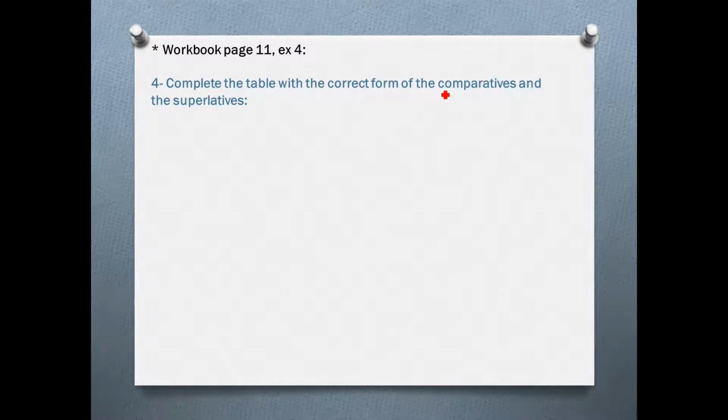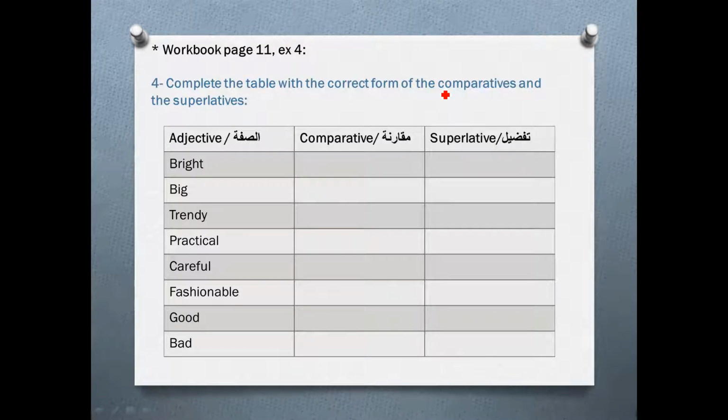Now previously we talked about the adjectives and how can we change them to comparative and superlative. أخذنا سابقا عن الصفة وكيف نقوم بتحويلها إلى صفة مقارنة وصفة تفضيل. Now we have this table. لدينا هذا الجدول يحتوي على صفات وعلى عمودين، الأول للمقارنة والآخر للتفضيل. Now we had a homework. كان عندنا واجب. Thanks to everyone who submitted the homework.